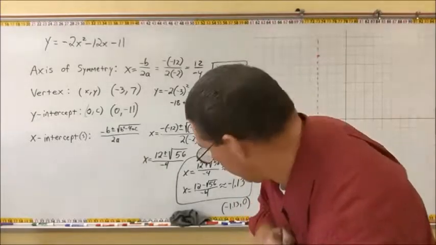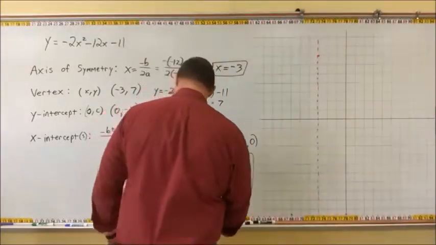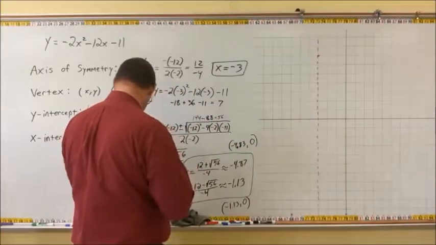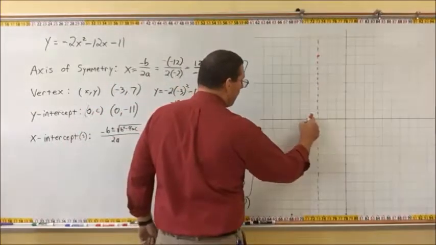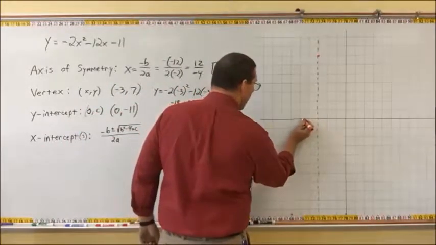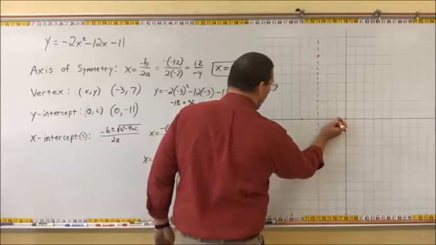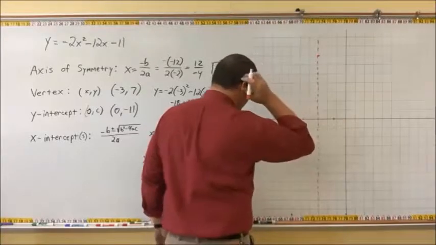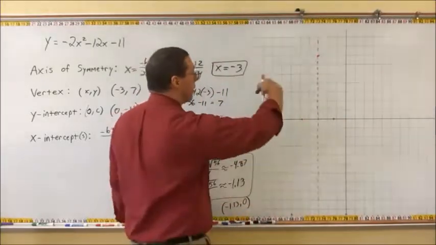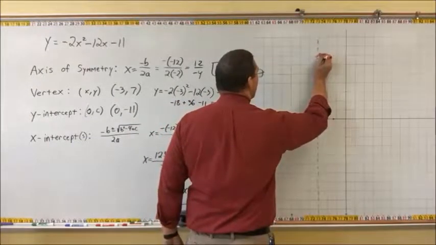And let me go ahead and plot those on here. One of them, let's see, I'll do it in orange, I guess. We got negative 4.87 is probably about right there. Negative 1.13 is probably right about there. And the last thing I have to do is draw my curve. I'm going to make this flat. Remember, it's not a V, it's a U, right? So it's got to be kind of flat with a curve.